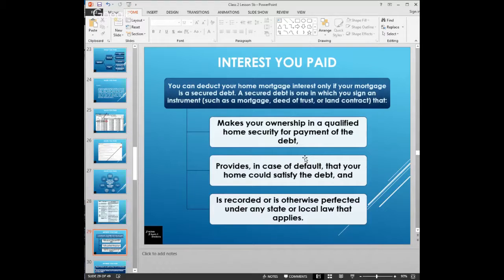Interest that you paid. You can deduct your home mortgage interest, but this is only if your mortgage is a secured debt. So secured debt is one in which you sign a mortgage or something like that. It makes your ownership in a qualified home security for payment of the debt. So what you're doing here is this is where you have an asset, specifically your home, that is tied to the payment of the debt. And it provides, in the case of a default, that they could take your home from you. Your home can be repossessed, and it needs to be recorded in a deed or something like that.